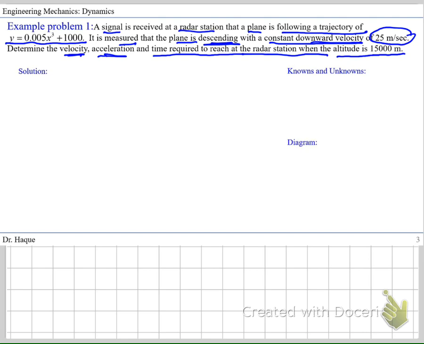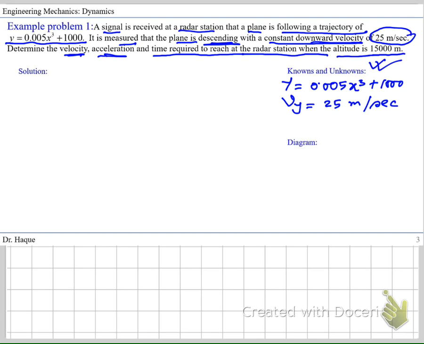So before we solve the problem, we know that if we follow some steps, it will be easier for us to solve the problem. First, we would like to find what is known and unknown, so what is given. So we know the trajectory of the plane is given, which is y equals 0.005 x cubed plus 1000, and the downward component of the velocity, so it's in the y direction, is given as 25 meters per second.